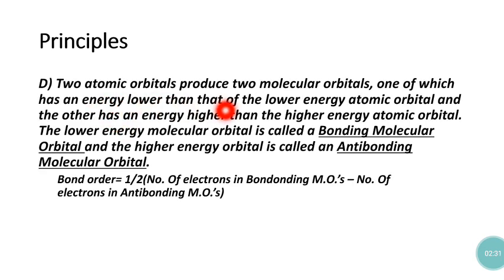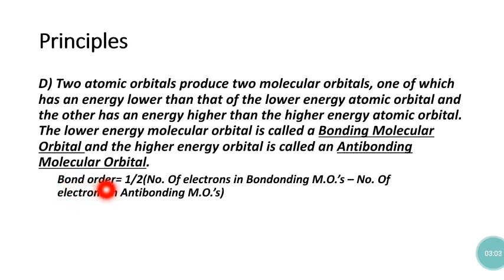Two atomic orbitals produce two molecular orbitals, one of which has an energy lower than that of the lower energy atomic orbital, and the other has an energy higher than the higher energy atomic orbital. The lower energy molecular orbital is called the bonding molecular orbital, and the higher energy orbital is called the anti-bonding molecular orbital. Thus we can easily calculate the bond order.